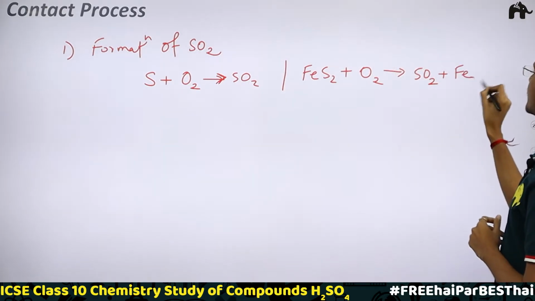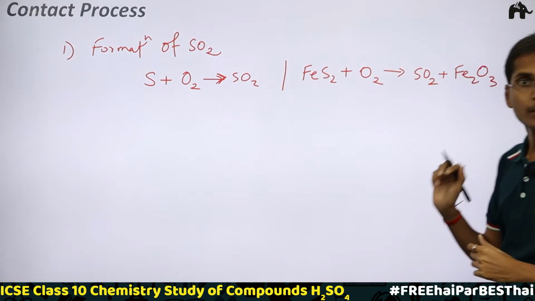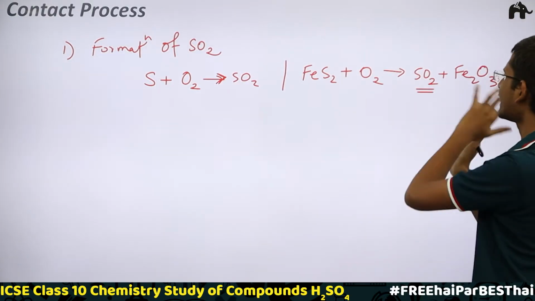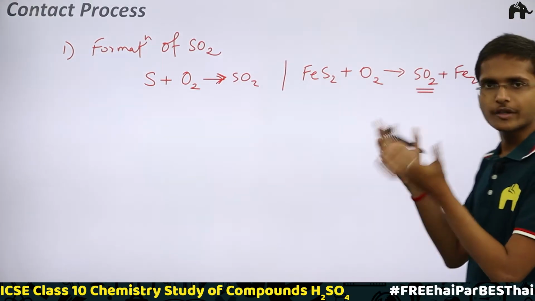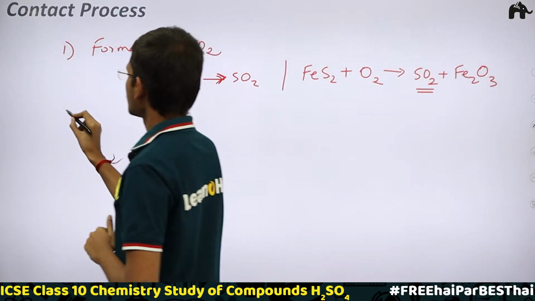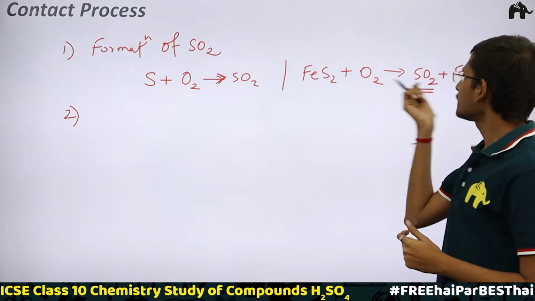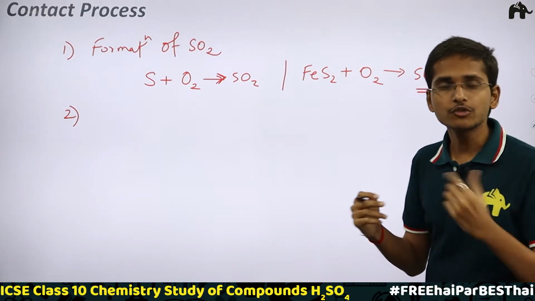So the metal oxide here we would get is Fe2O3, ferric oxide. In this way we would get the sulfur dioxide gas. I'm not balancing the reactions, you can balance it on your own, it's quite easy, now you all know. Next is how we are going to convert the sulfur dioxide to sulfur trioxide.